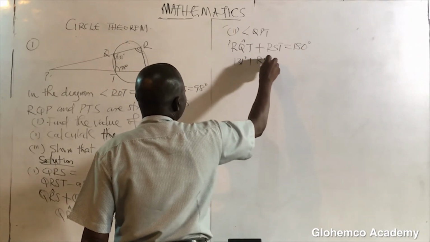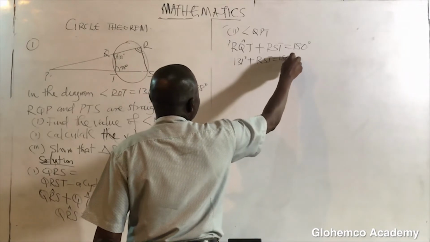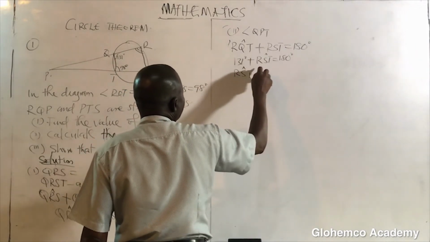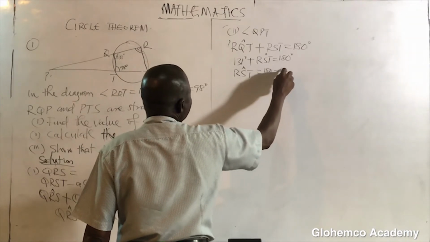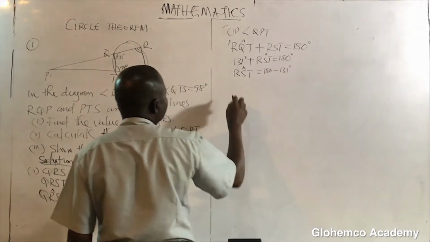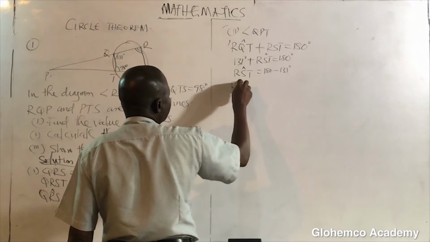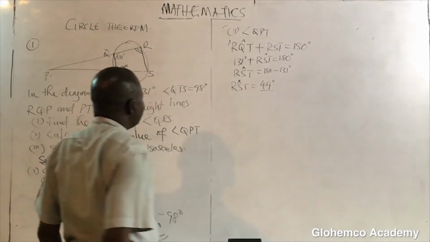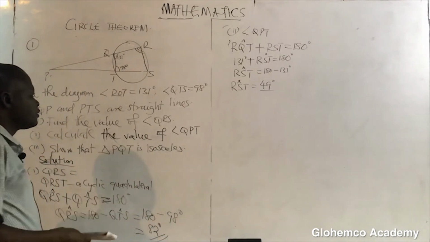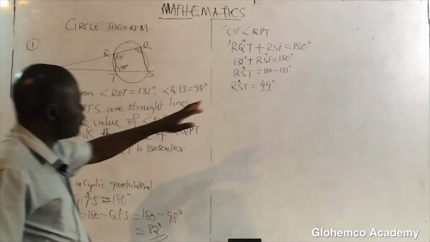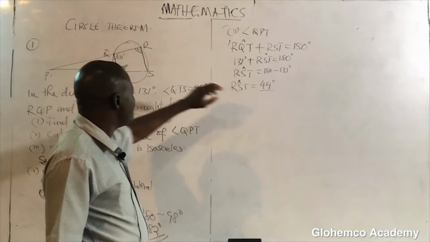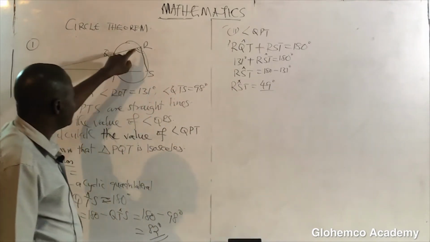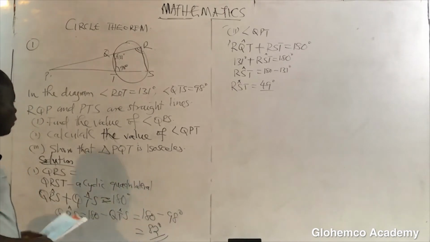We don't know the value of that one yet. It equals 180. RST equals 180 minus this. RST equals 49 degrees. When you subtract 131 from this, it gives 49. That means this plus this must also give us 180, and this plus this must also give us 180.